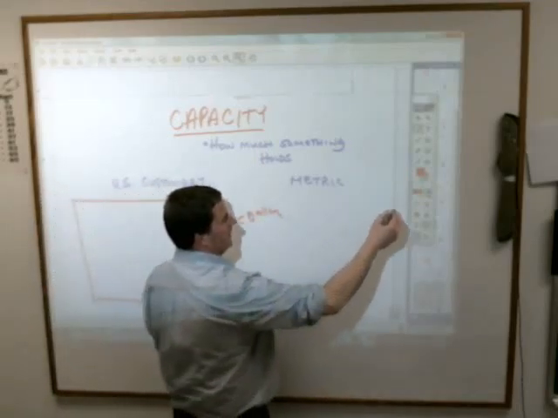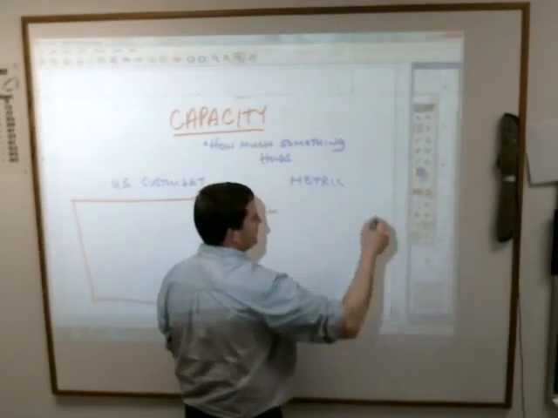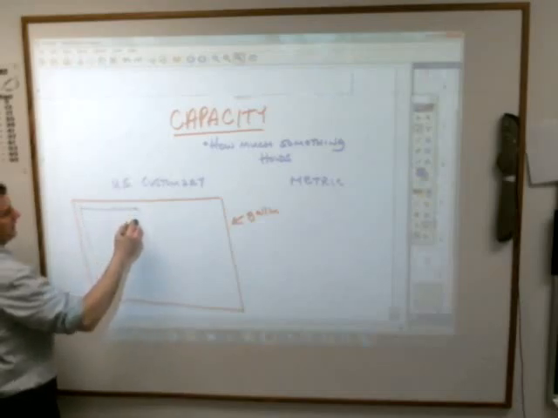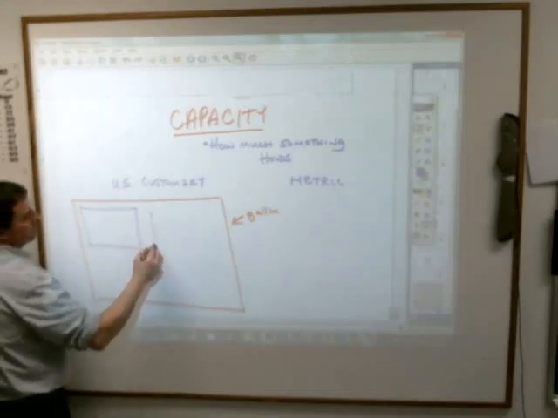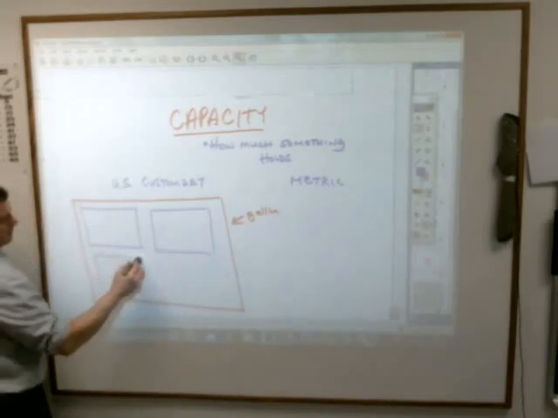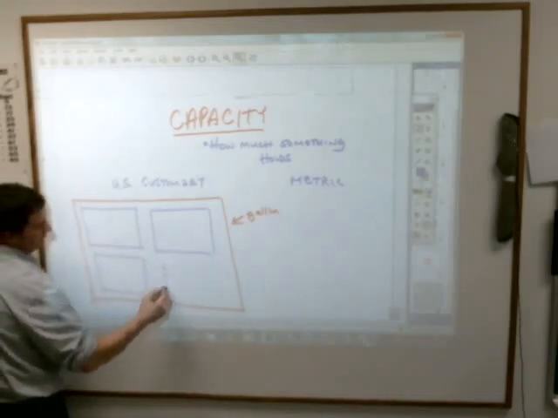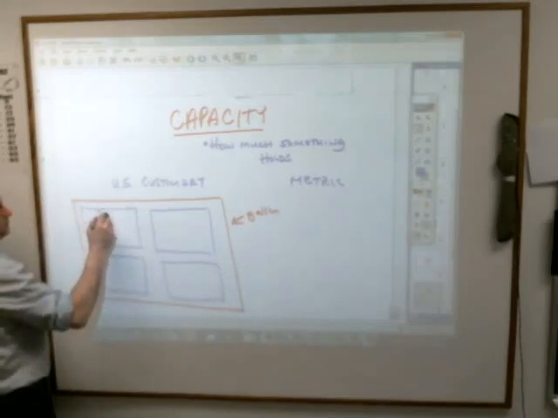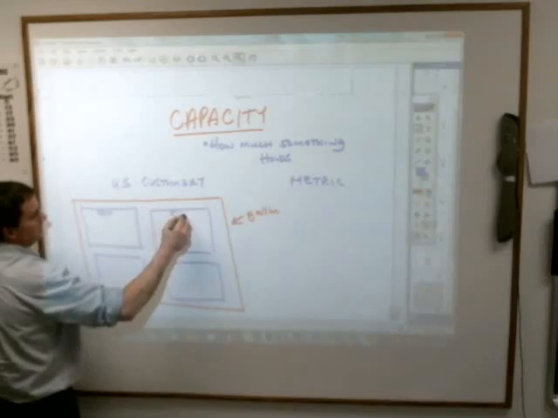Inside a gallon, you have how many quarts? Anybody? 4. Exactly. A gallon contains 4 quarts. That's what each one of these little blue guys is going to be. These are quarts.